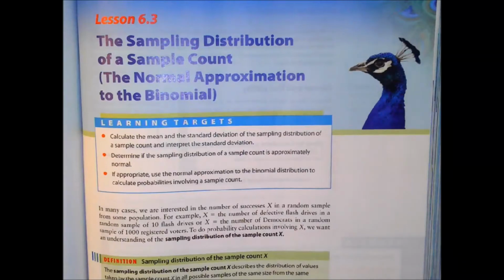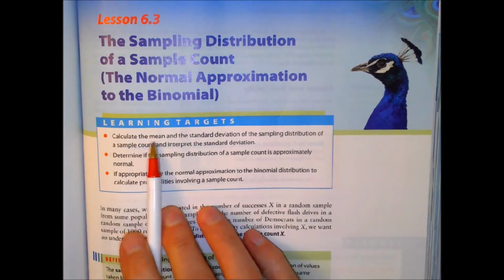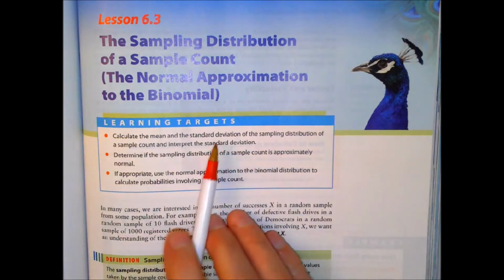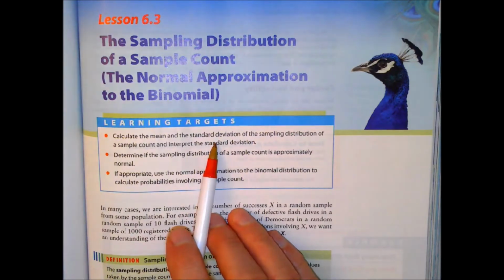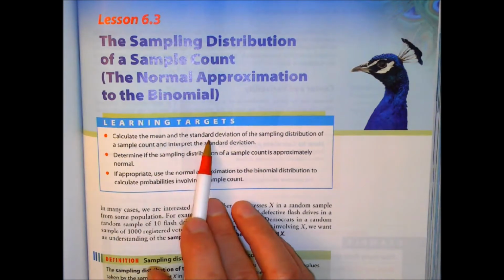It's 6.3. We're going to talk about these three objectives for today. We're going to calculate the mean and the standard deviation of a sampling distribution. And we're talking about basically proportions today. So we're not talking about mean or minimum or other types of statistics. We're going to basically talk about proportions today. So we're going to calculate the mean and the standard deviation.